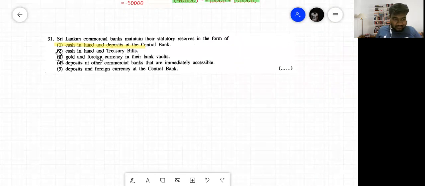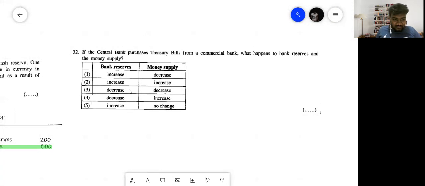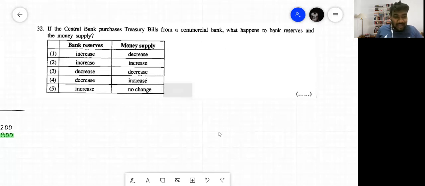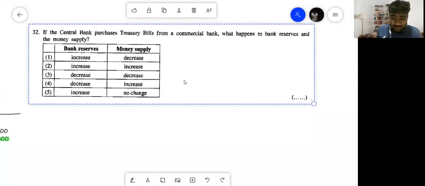Okay, 31. Okay, last question for the day. Okay, sorry, I took 3 minutes extra. Okay, if the central bank purchases treasury bills, easy one. Yeah, guys, now I taught you all this before. Central bank is purchasing. What happens to reserves? What happens to money supply?